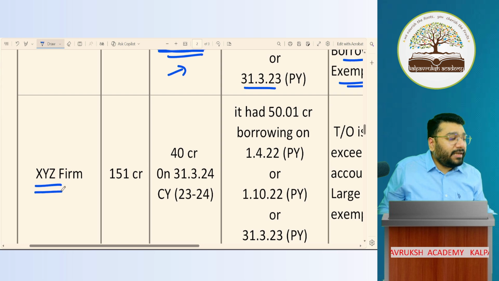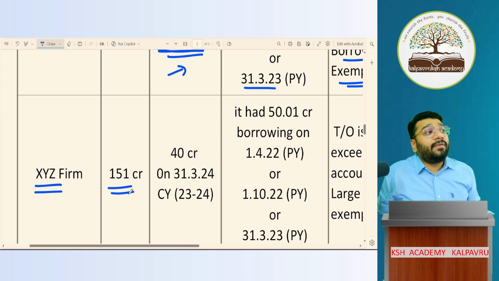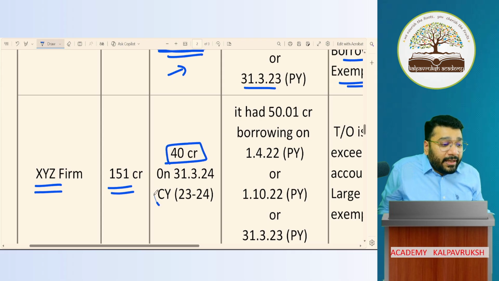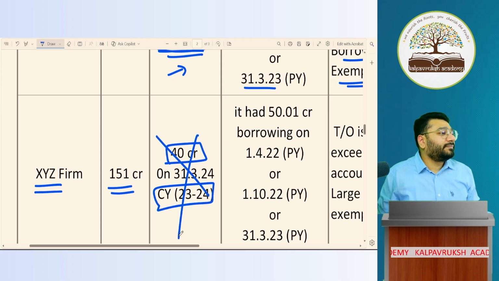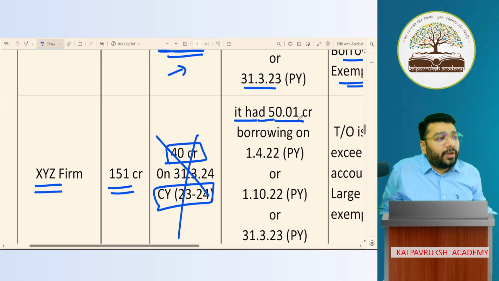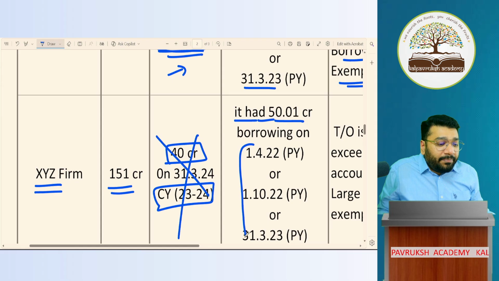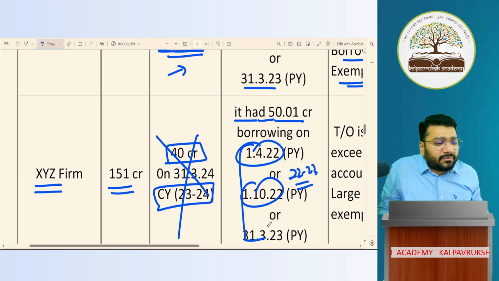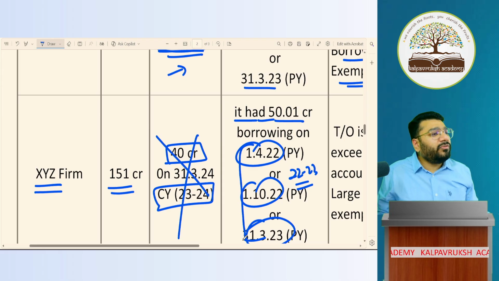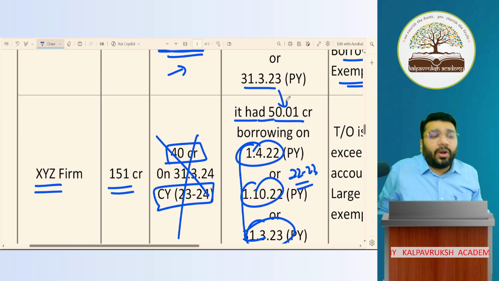Next comes XYZ firm. Turnover 151 crore. 40 crore borrowing in the current year, which is irrelevant. It had borrowed 50.01 crore in the previous year 22-23. Any date, I have taken random 3 dates. Any date you take of the previous year, the borrowing is 50.01 crore.